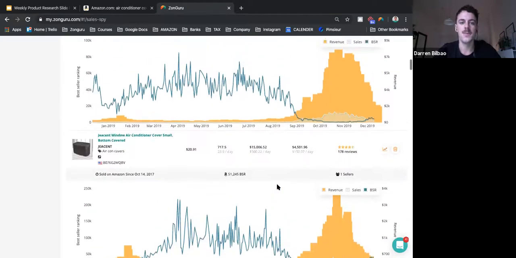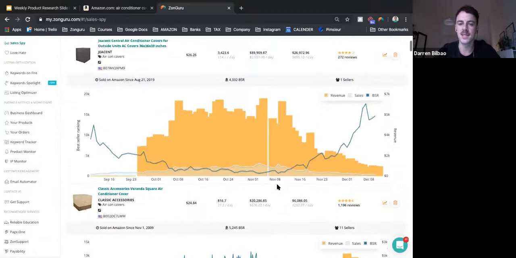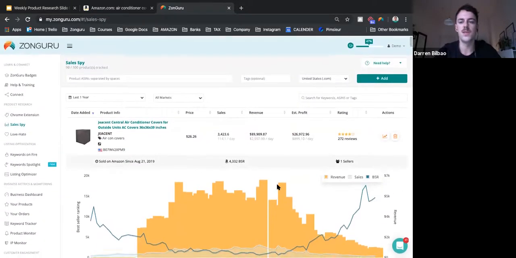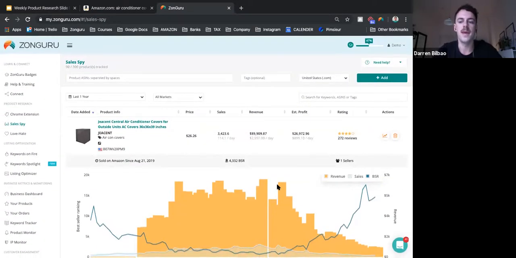All right, so we found a product. It's a bit seasonal, but for example, we still want to go into it. Now we need to be able to evaluate this product and see how we can differentiate it. What are people loving about the product? What are they hating? And for that, we'll go into the love-hate tool.